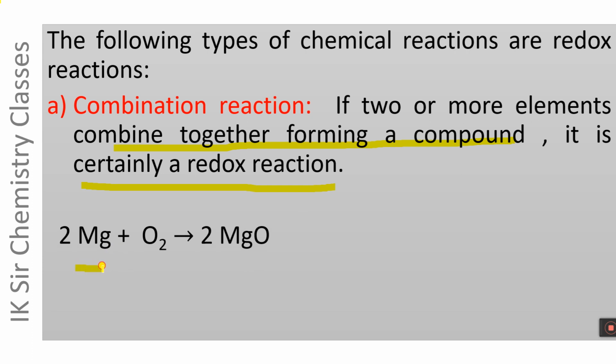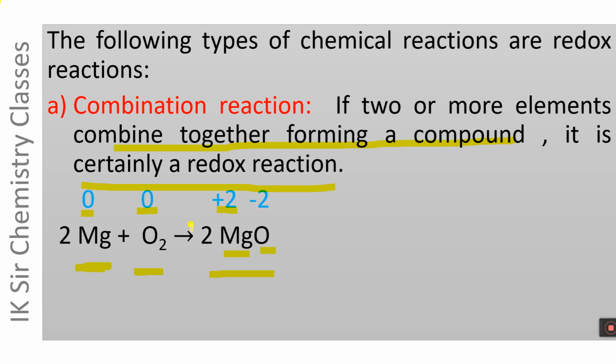Magnesium element combines with oxygen element forming magnesium oxide. The oxidation numbers of various elements involved in this reaction are given above with blue digits. The oxidation number of magnesium, which is in free state, is equal to 0. The oxidation number of oxygen in O2, which is in free state, is also equal to 0. The oxidation number of magnesium, which is an alkaline earth metal, in combined state is +2, while the oxidation number of oxygen in the magnesium oxide is -2.